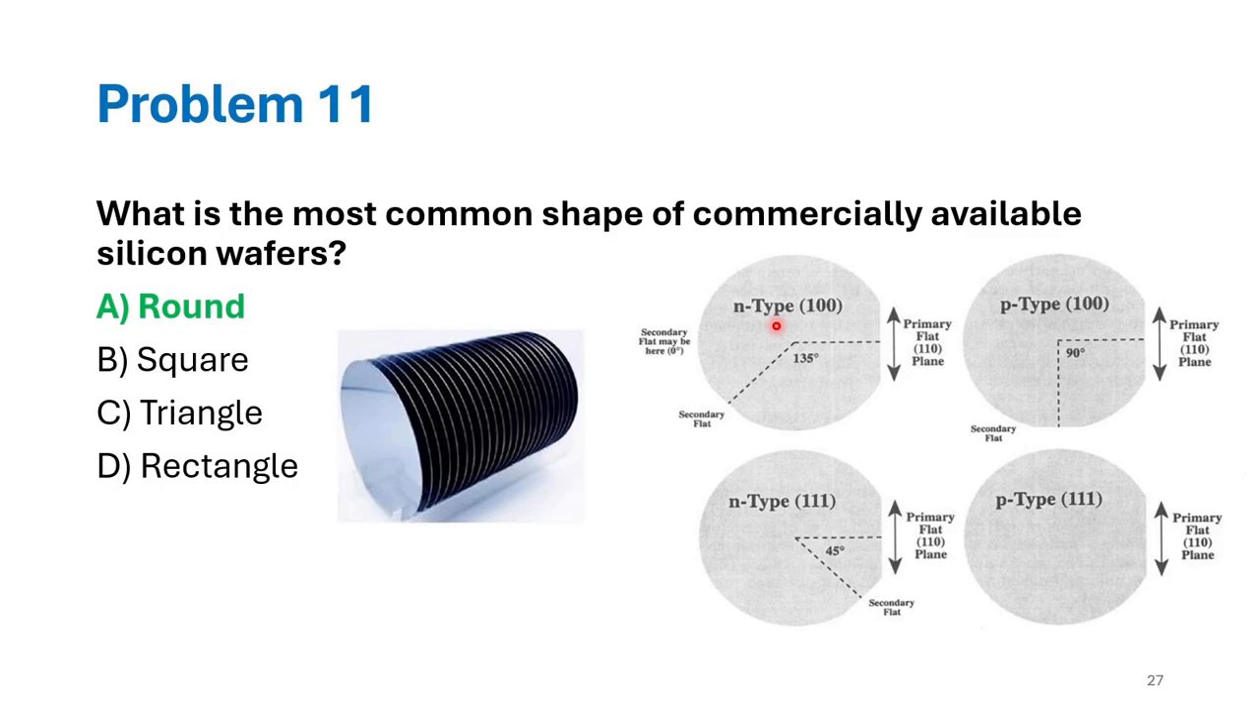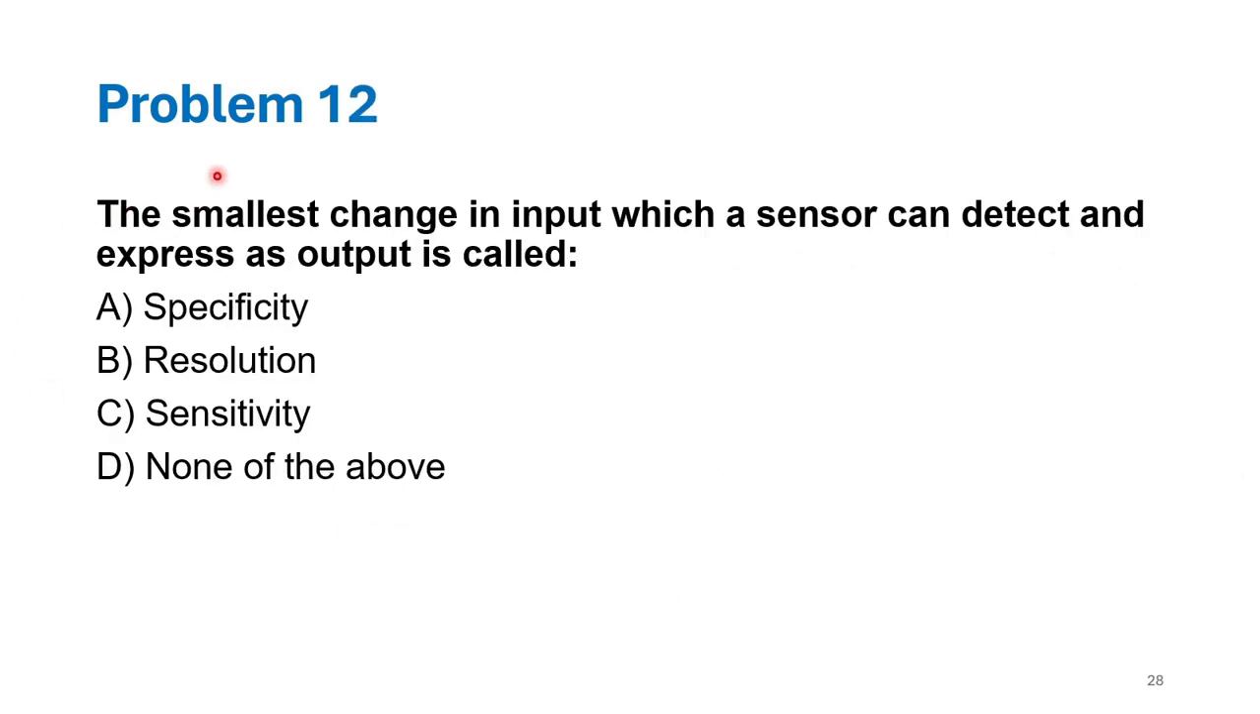Any questions? Next we'll move on to problem 12. The smallest change in input which a sensor can detect and express as output is called A. Specificity, B. Resolution, C. Sensitivity, D. None of the above.